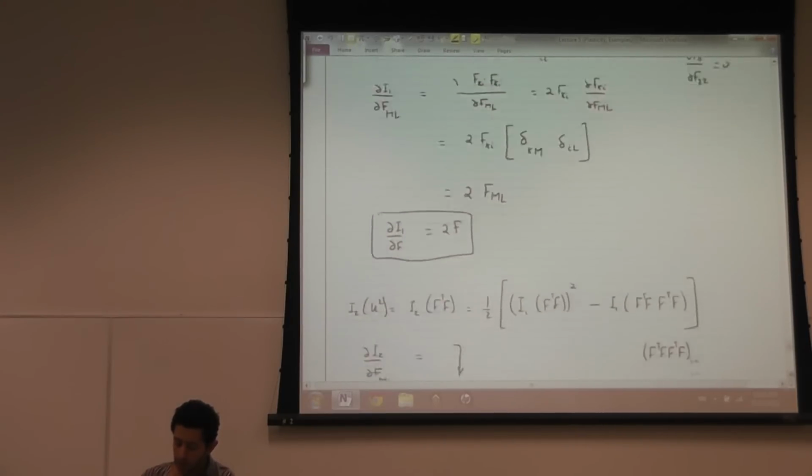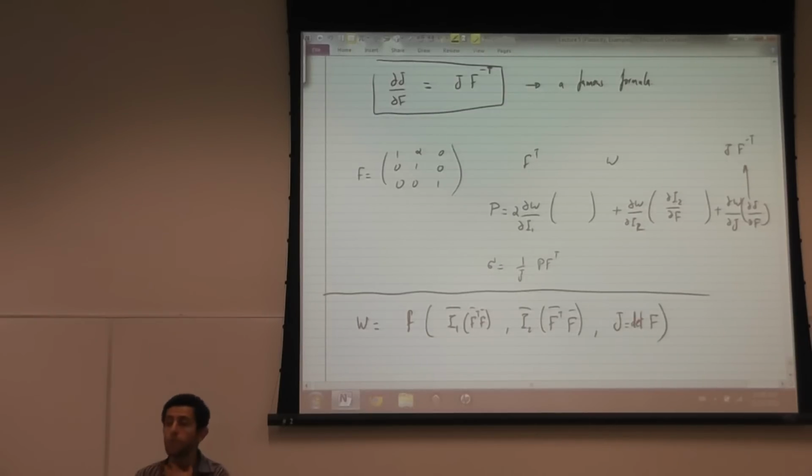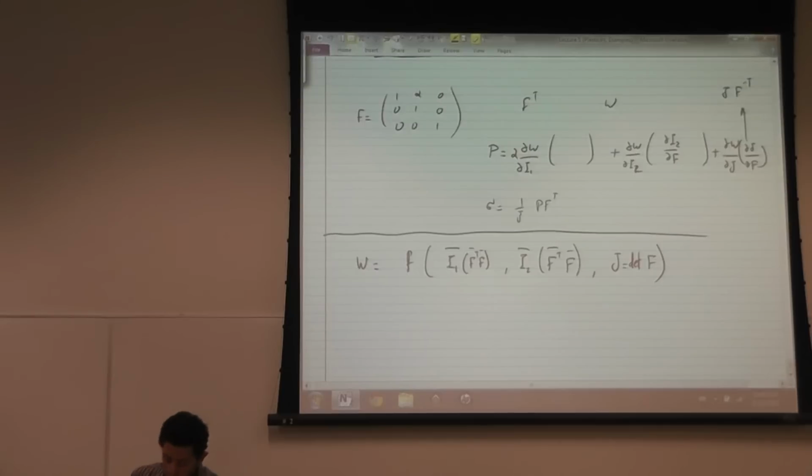And this also applies for the energy functions, if W is given as a function of I1, and I2, and J, which is the determinant of that, for the second, the hyperelastic materials where the energy is divided into a deviatoric component and a volumetric component as well, but it's just a little bit more involved, so read through the notes and see how we calculate partial I1 by partial F and partial I2 by partial F.